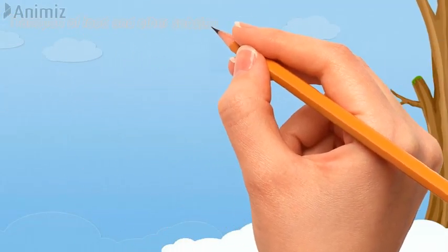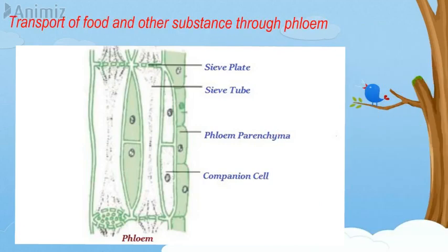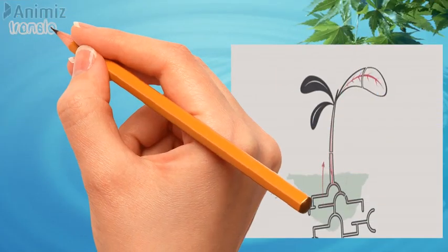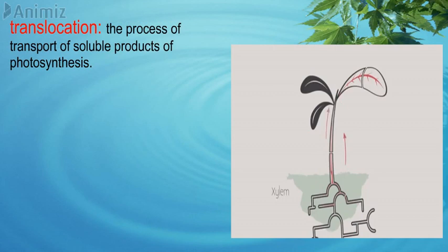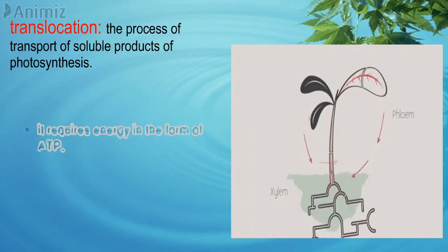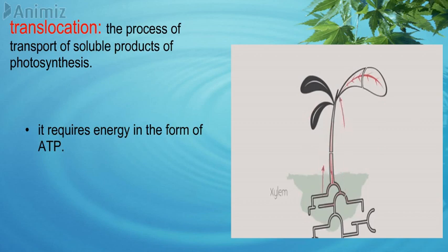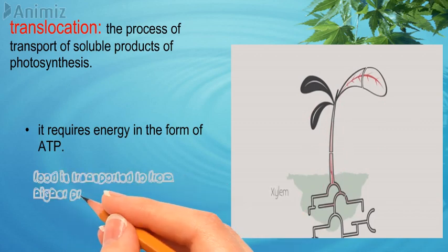Now, let us see transportation of food and other substances through phloem. Phloem has four different components: sieve plate, sieve tubes, phloem parenchyma, and the companion cells. The synthesis of the sugar and metabolites occurs in the leaf. Transport of these substances from the place where it is prepared is known as translocation. It requires energy in the form of ATP.